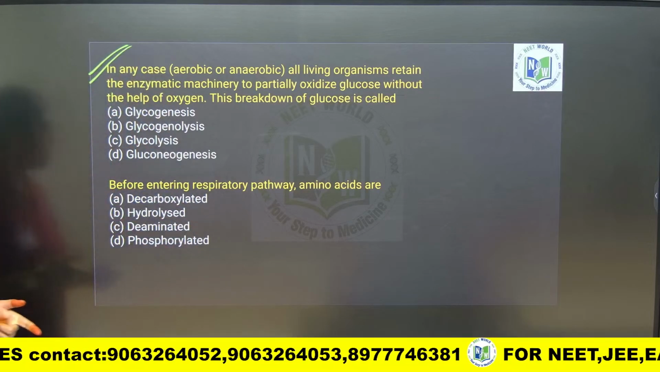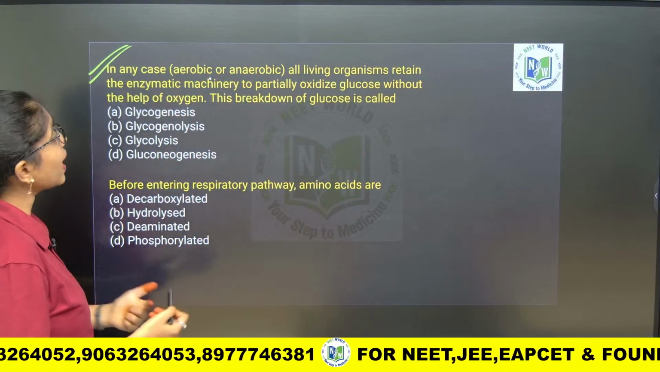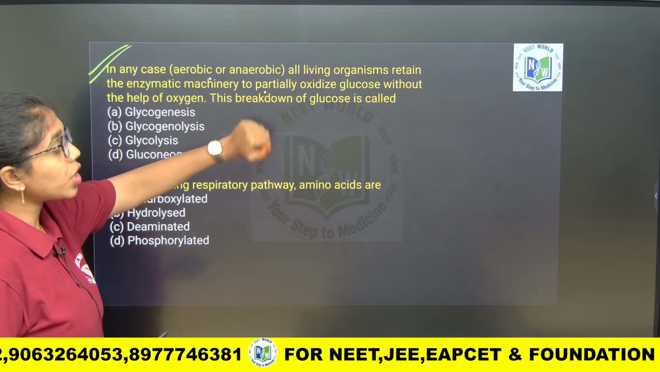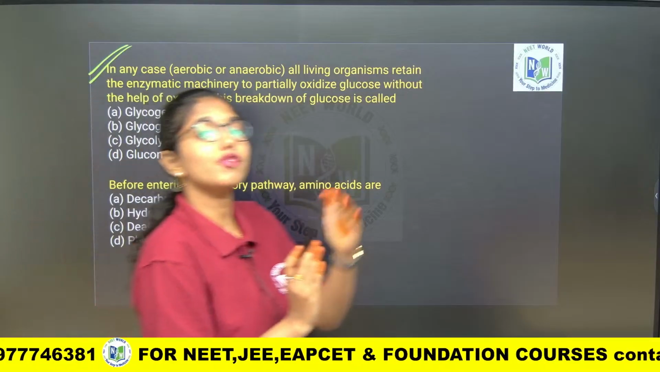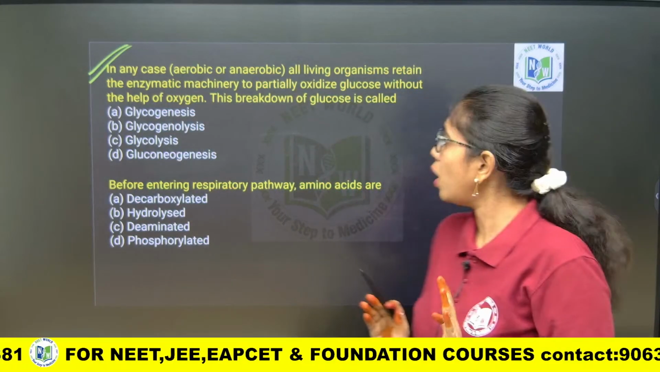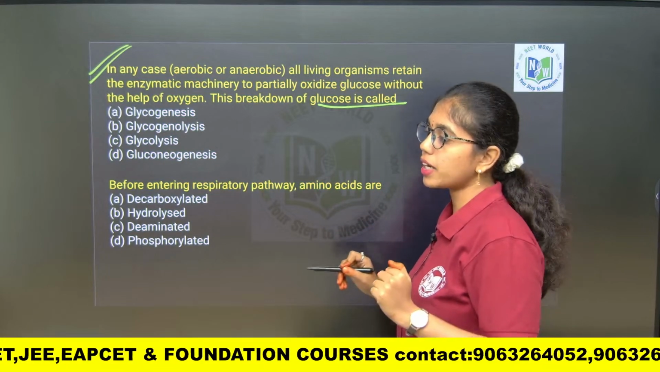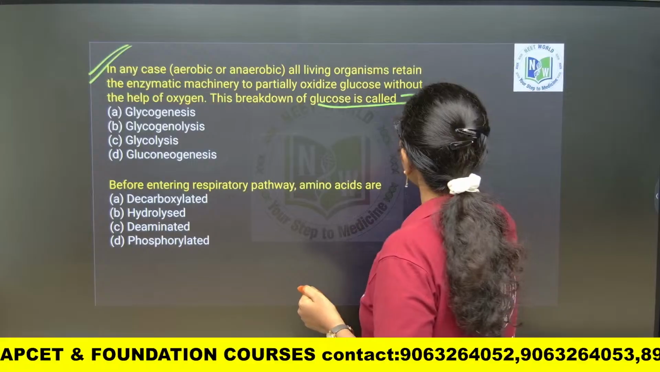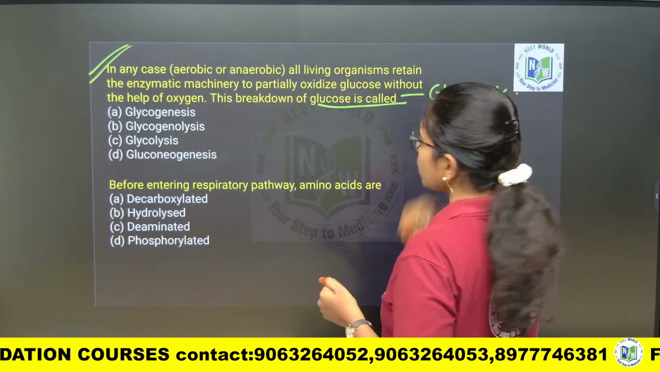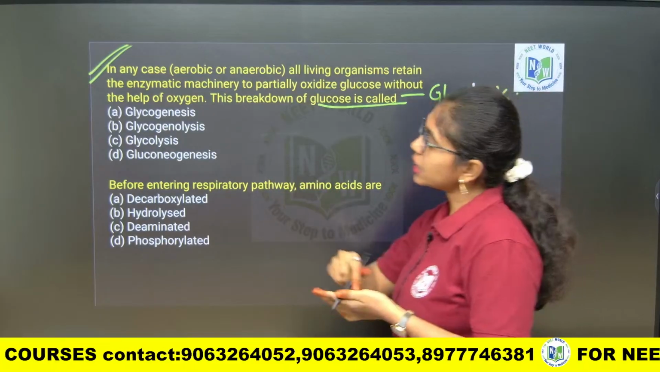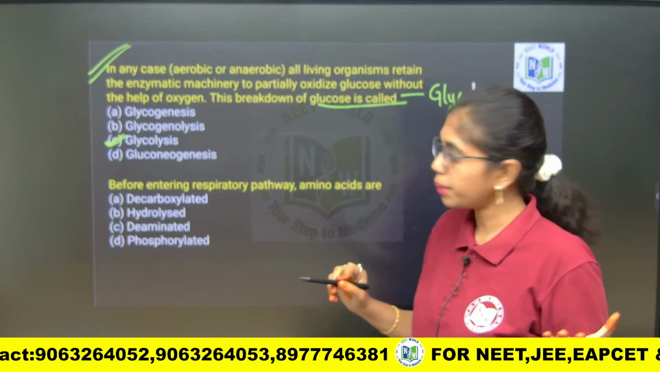In any case, aerobic or anaerobic, all living organisms retain the enzymatic machinery to partially oxidize glucose without the help of oxygen. So, glucose will be partially oxidized without the help of oxygen. This breakdown of glucose, just now we have learned, is called what? Glycolysis. Fine. But here in the other three options, a few more terms are given which are very important. We have to know the meaning of them.